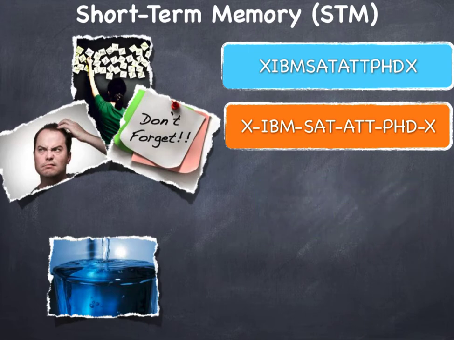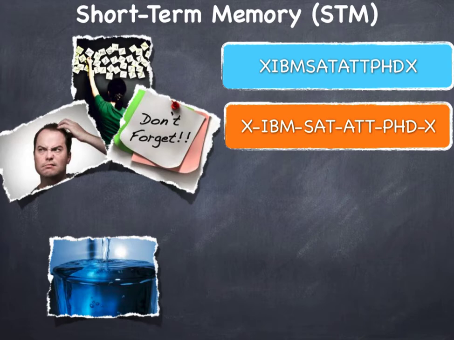So X, IBM, SAT, ATT, PhD, and X is easier to remember that sequence in the blue by breaking it into smaller chunks. And that's called chunking. It's grouping or organizing bits of information into larger units, reducing the information to the number of pieces the short-term memory can manage. So for example, we group OHIP as being the Ontario Health Insurance Plan.